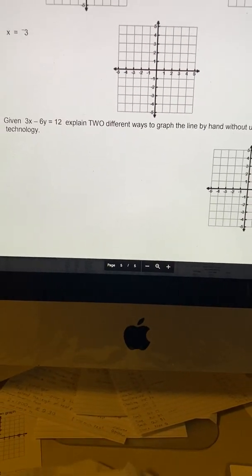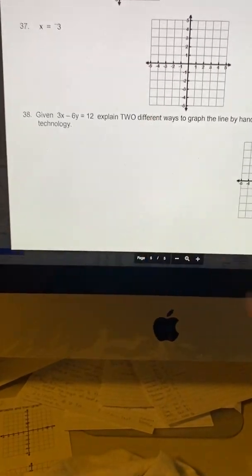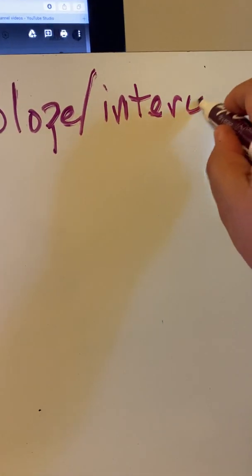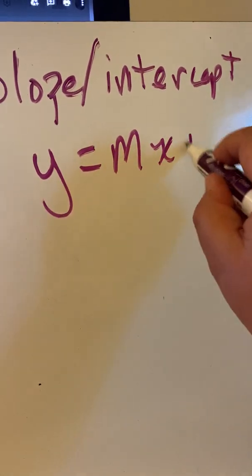The good news is it doesn't tell me to graph this. It does not say graph this line. It says explain two different ways to graph this line. Number one is slope-intercept form. Y is equal to mx plus b.